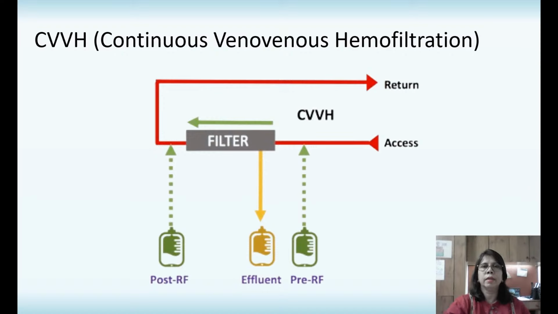So what does continuous veno-venous hemofiltration mean? Well, first of all, let's trace the pathway and check out. Blood is removed from the patient through any vascular access, passed through the filter and returned to the patient. In CVVH, we are concerned with replacement fluids, which are given either pre-filter or post-filter. And there is an effluent which is removed from the body of the patient.